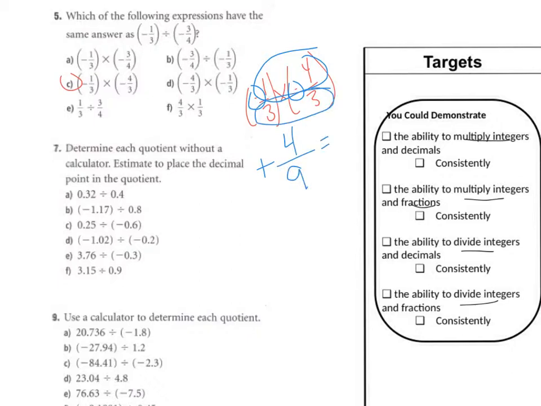Now again, multiplication of fractions are different than adding and subtracting. I do not need a common denominator when I'm multiplying or dividing like I do when I'm adding and subtracting. So don't get those rules mixed up. And then I look at my answer of positive 4 over 9. I realize that that's a reduced fraction, so my answer is done. Now we'll move on to number 7.